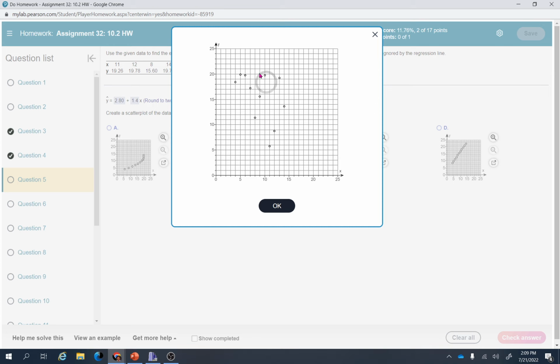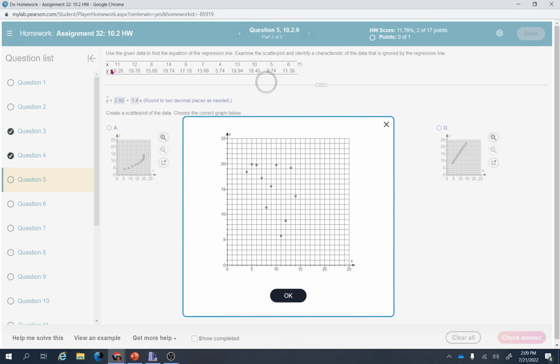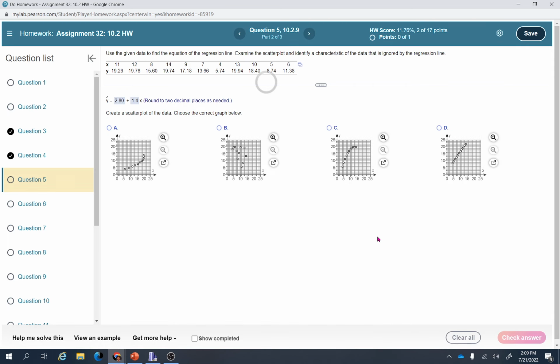Here x is less than 15, which is correct, but y should be less than the maximum y value, 19.94, right? But when x is 5, the y value should be 8.74, and for x equals 5 the y value here is very huge, so this is not the correct one.